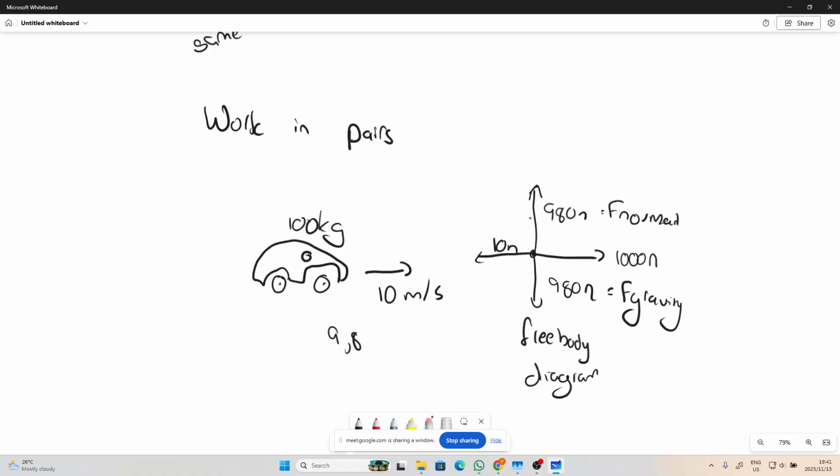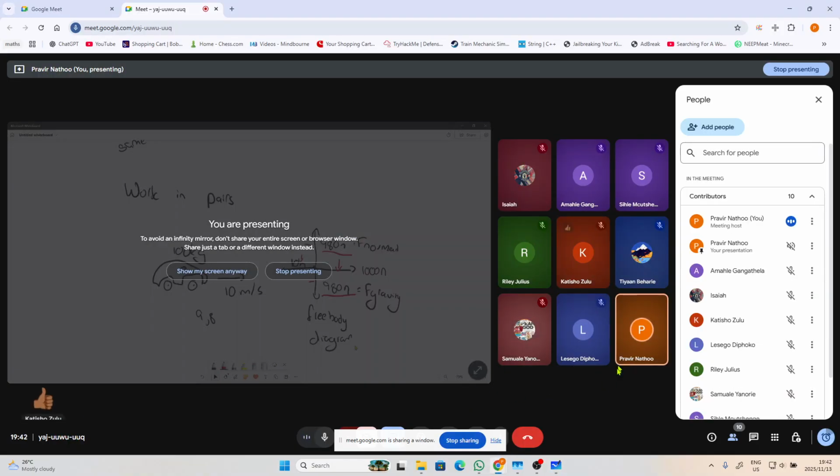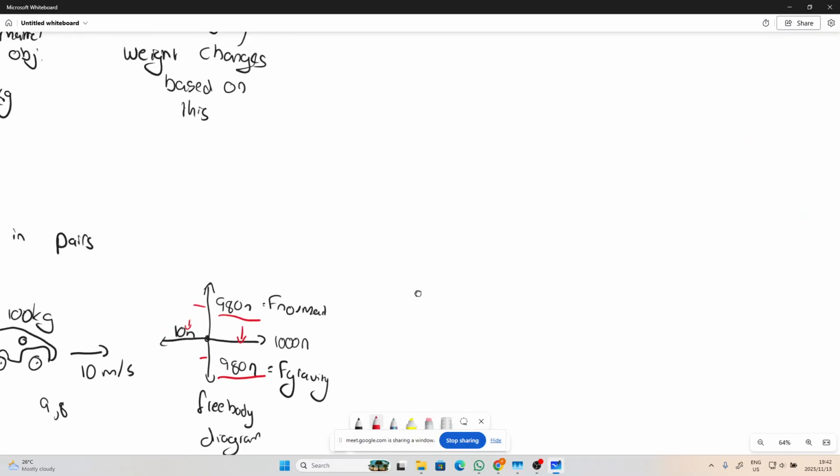However, something to note, if the forces are equal, then these lines here must be equal. But if they're not equal, one of them will be longer and the other one will be shorter. Do we understand how to draw that? Do we understand this concept?